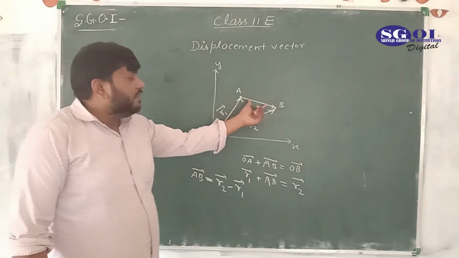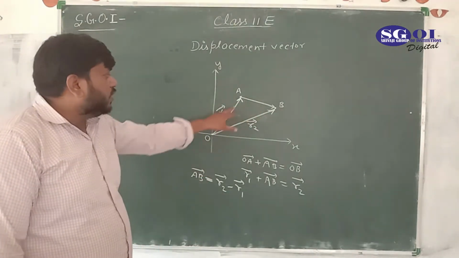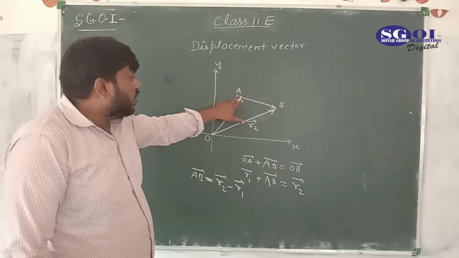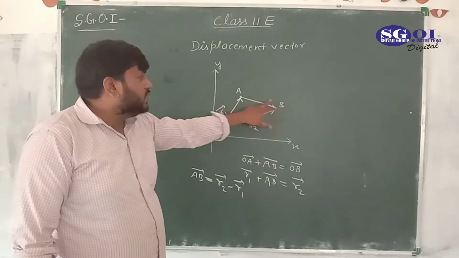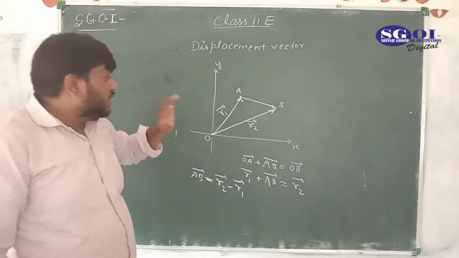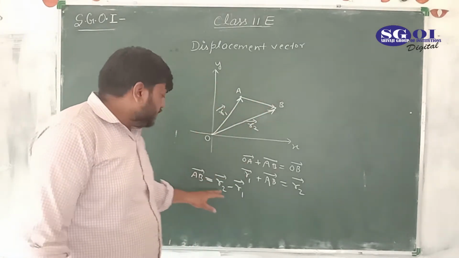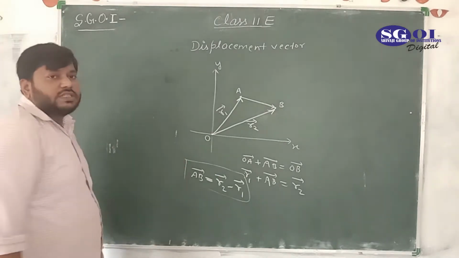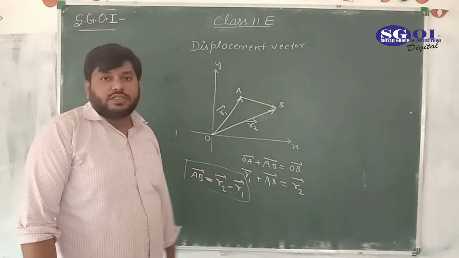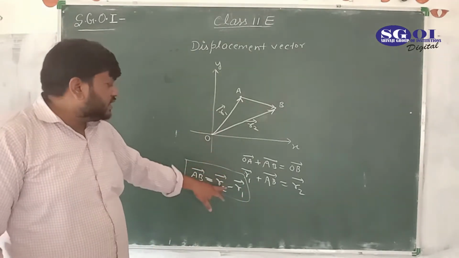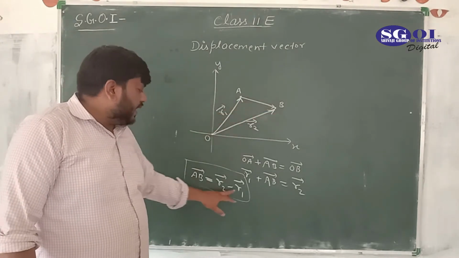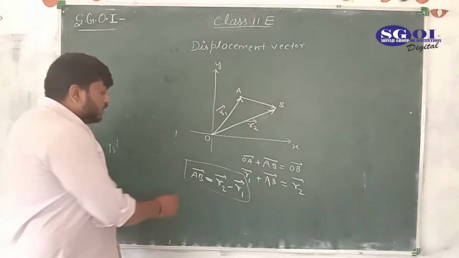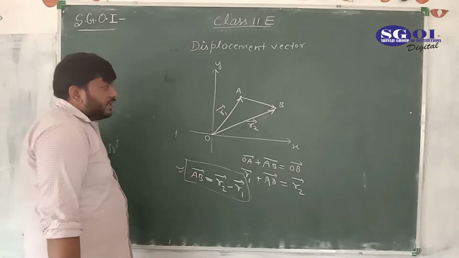Okay, so this AB vector is the displacement vector because it is moving from A to B, and this is the final position and this is the initial position. So AB vector is representing the displacement vector and this is equal to R2 vector minus R1 vector. These are the position vectors of the positions B and A respectively. Okay, so this is displacement vector AB vector.